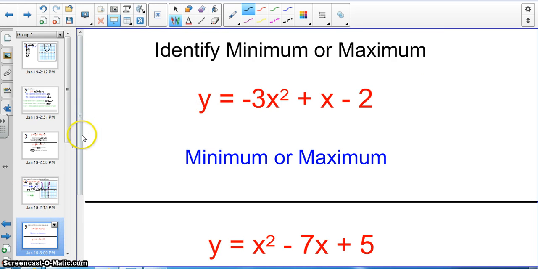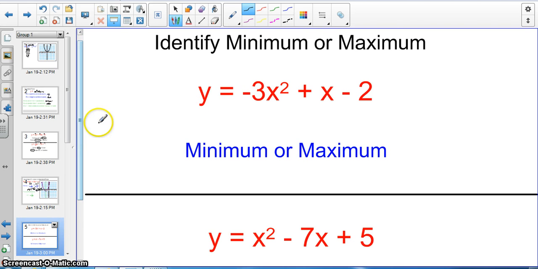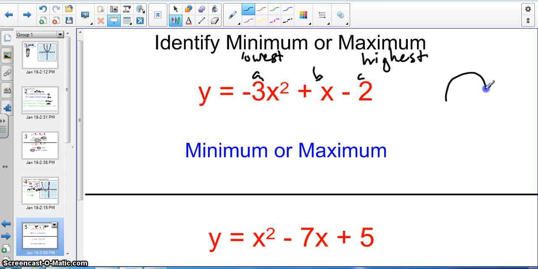Now we can look at these equations to identify a minimum or a maximum. Minimum means it's the lowest point of our graph. Maximum means our vertex is the highest point. So now, look at this. Which way does this graph open? Look at A. A is negative, so it's going to open down. Now this isn't the exact graph, it's just an example. It opens down, so our vertex would be up here. That is the highest point. So that means the highest is the maximum.